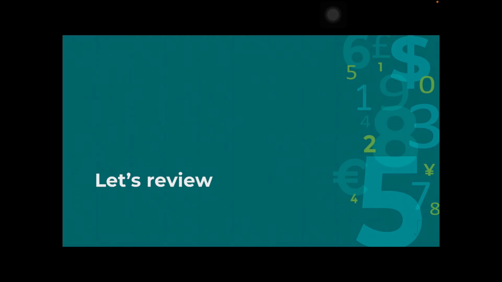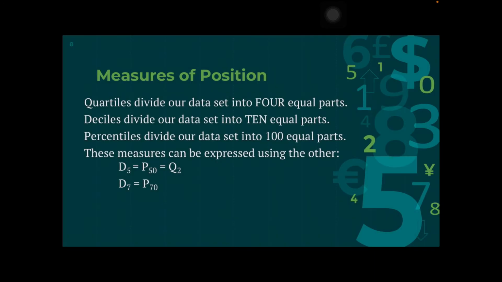Okay, so mag-review lang tayo ng very, very light. Ano ba yung inaral natin for the past 2 weeks? We have been talking about the measures of position. There are 3. Specifically, we have quartiles, deciles, at percentiles. Now, these measures can be expressed using the other. So, ang quartiles po, they divide our dataset into 4 equal parts. Si deciles, they divide it into 10 equal parts. And then si percentiles, divide it into 100 equal parts.